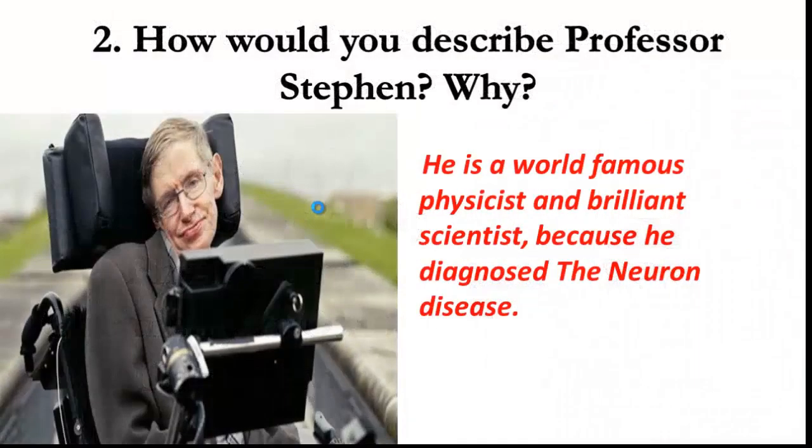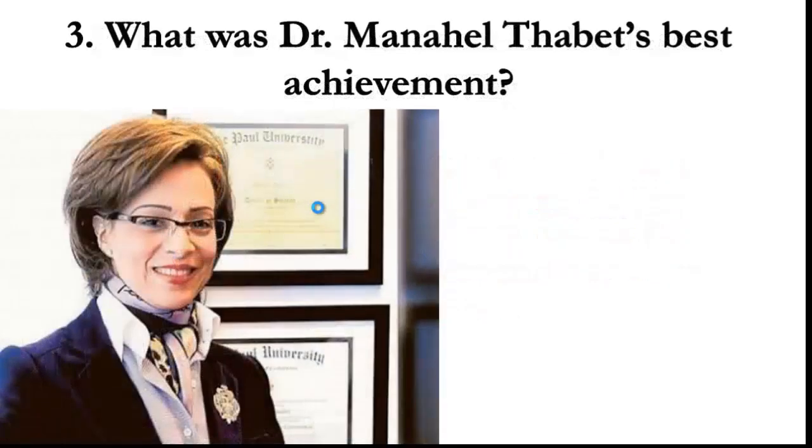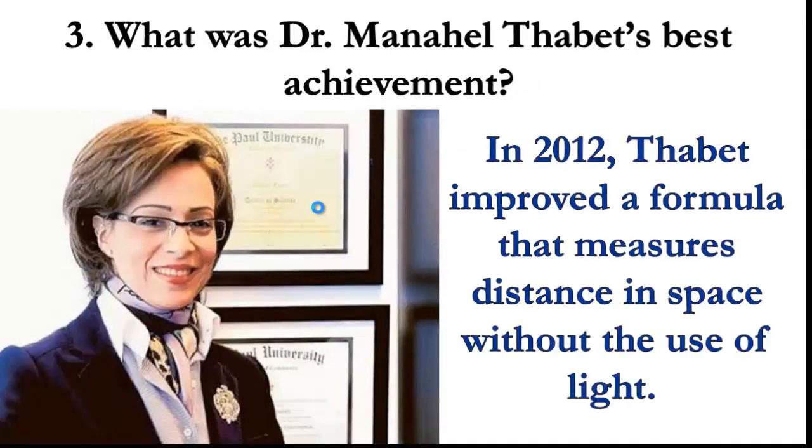Question number 2. How would you describe Professor Stephen and why? He is a world famous physicist and a brilliant scientist because he diagnosed the neuron disease. Okay? Now, question number 3. What was Dr. Manahil Thabit's best achievement? So, her achievement in 2012, Thabit improved the formula that measures a distance in space without the use of light.